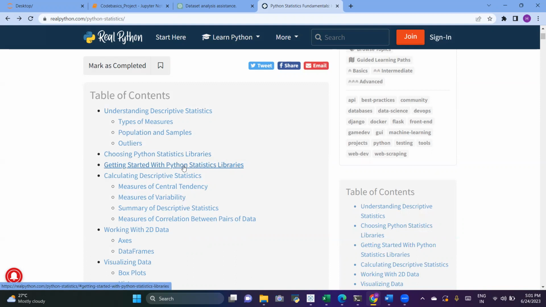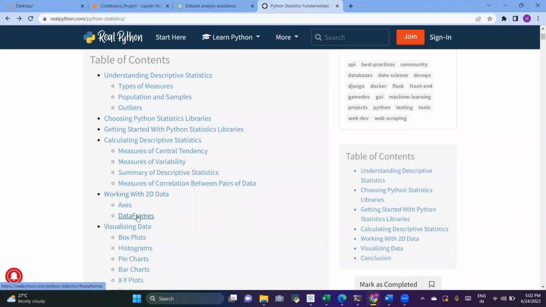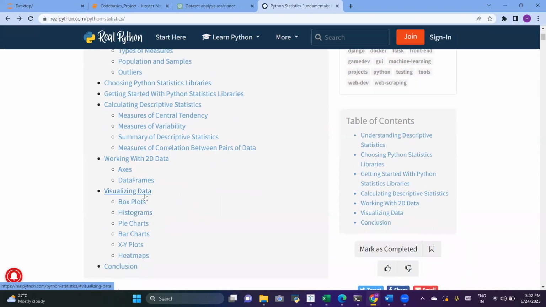Getting started with these libraries, calculating descriptive statistics, measures of central tendency, variability, summary of descriptive statistics, measures of correlation between pairs of data, working with 2D data, accessing data frames, visualizing data. So some plots like box plot, histograms, pie chart, bar chart, XY plots, heat maps, and the conclusion.